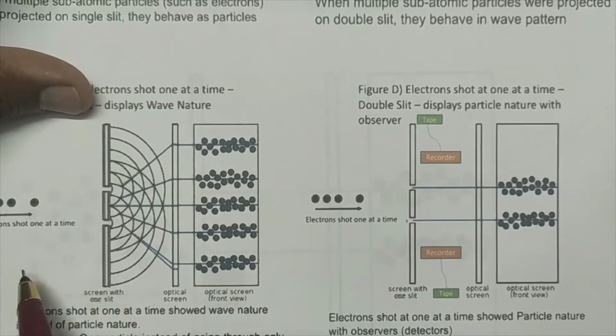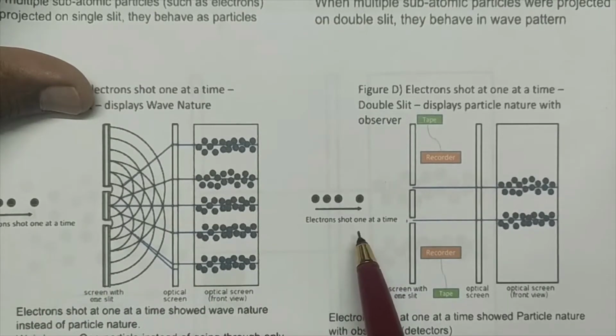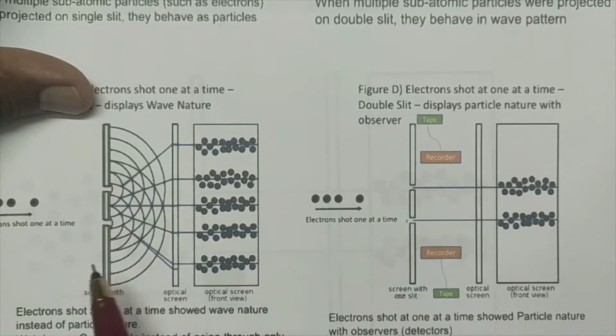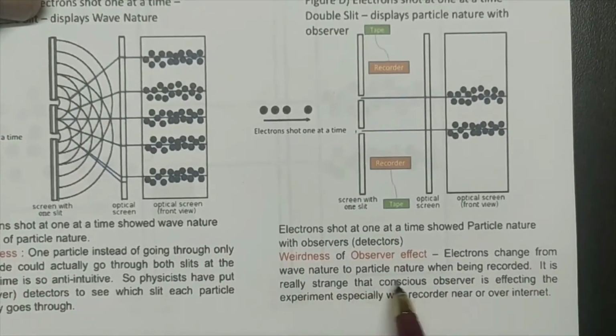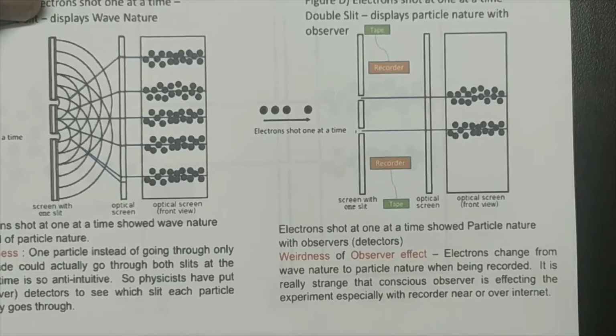So the electron is behaving like a particle as well as a wave, in just two cases of the experiment. The electron changes from wave nature to particle nature when being recorded. It is really strange that a conscious observer is affecting the experiment, especially with a recorder near the electron.